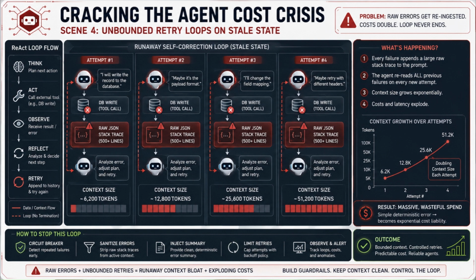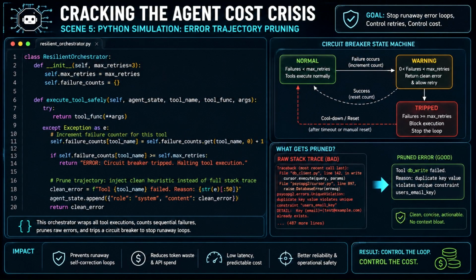To prevent this, you must implement orchestrator-level circuit breakers. The system should intercept failures, remove the large, repetitive error logs from the active state, and inject a clean, deterministic summary before allowing the model to attempt another self-correction step. This brings us to the defensive implementation shown in this script.